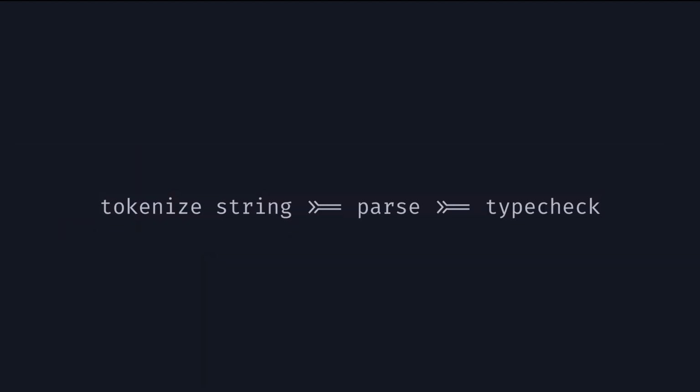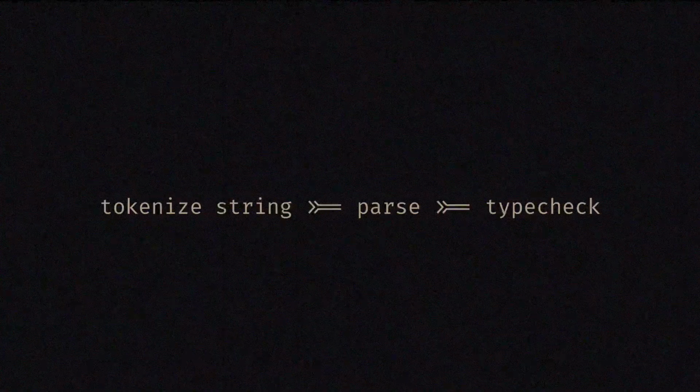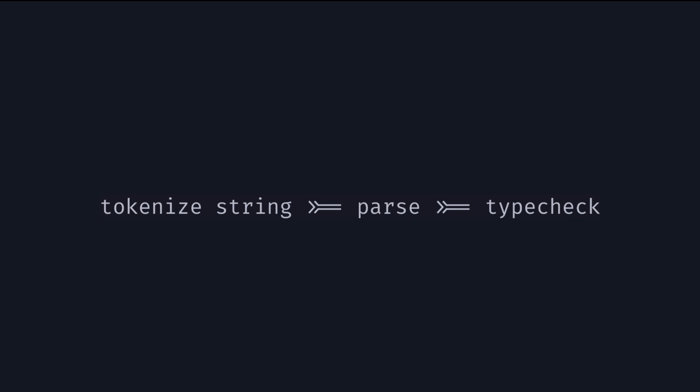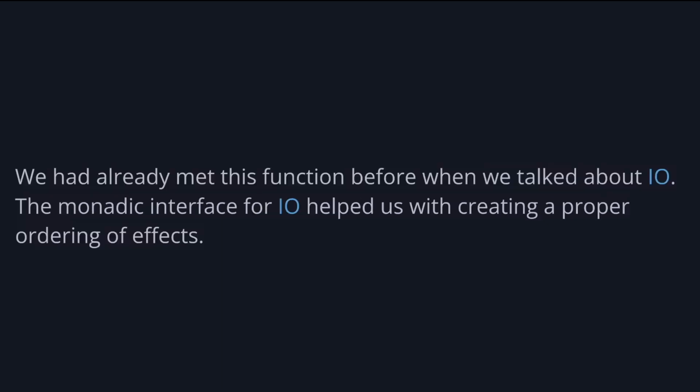With bind, we can write our compilation pipeline from before in the left to right manner, which seems to be more popular with monads. Tokenize string, parse, and type check. We already met this function before when we talked about I/O. Yes, I/O also implements the monad interface. The interface for I/O helped us with creating a proper ordering of effects.